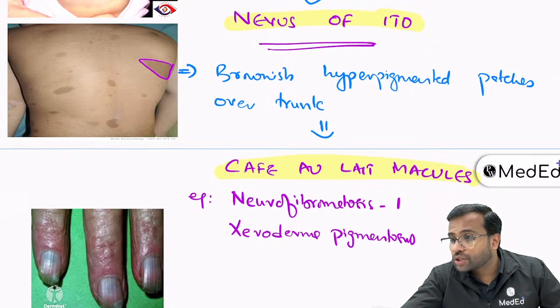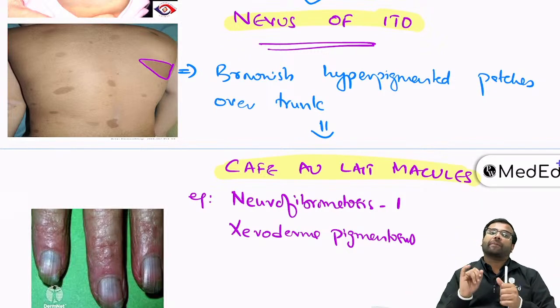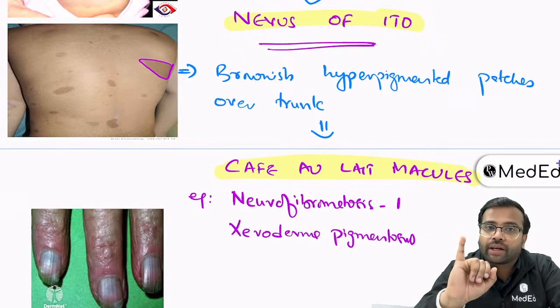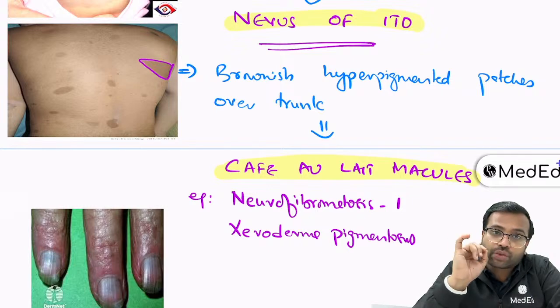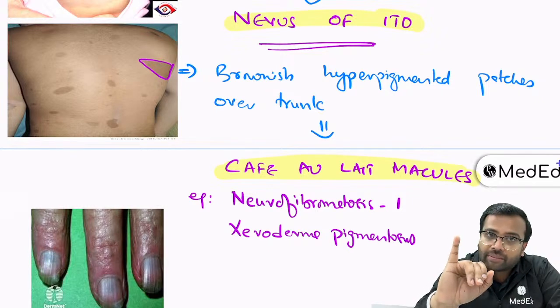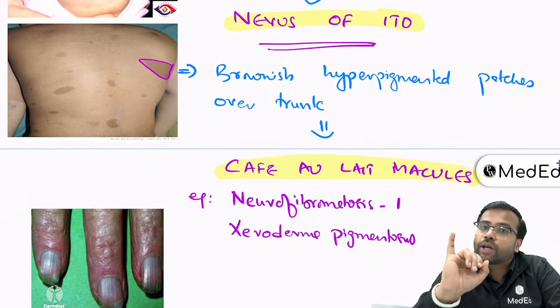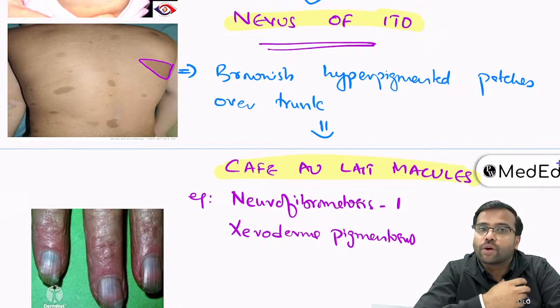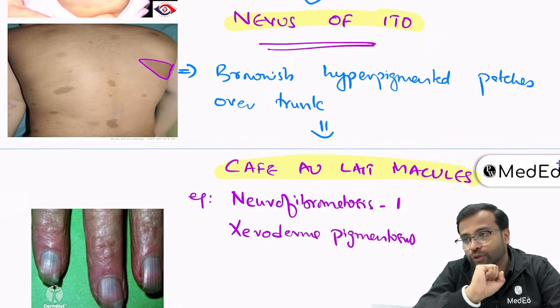Xeroderma is not associated with freckles. See, in xeroderma pigmentosum freckles can also be seen, which you can see over the face as well. So freckles can be seen. In xeroderma pigmentosum you can also see café au lait macules over the body. Both things can be seen. Okay Shiv?